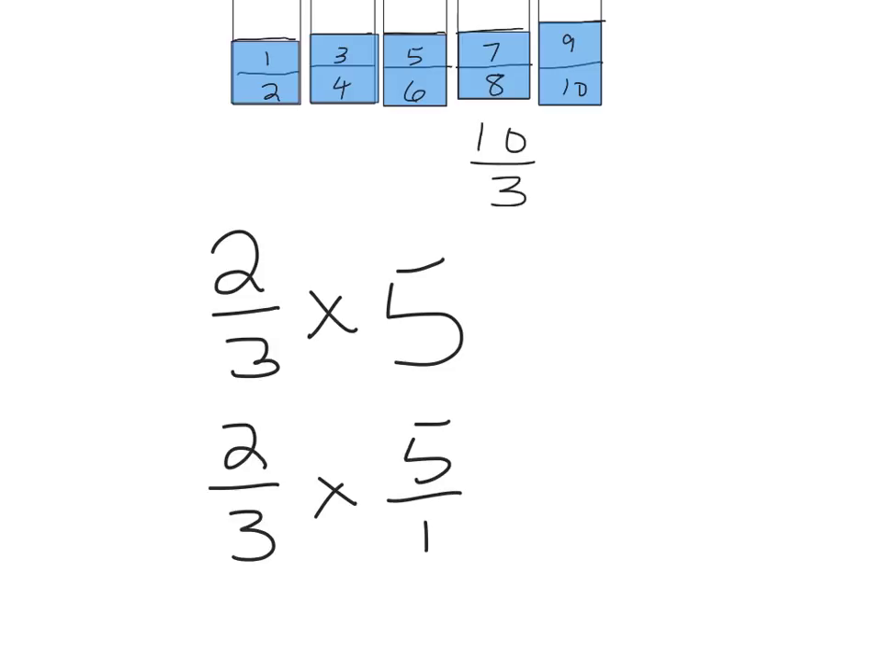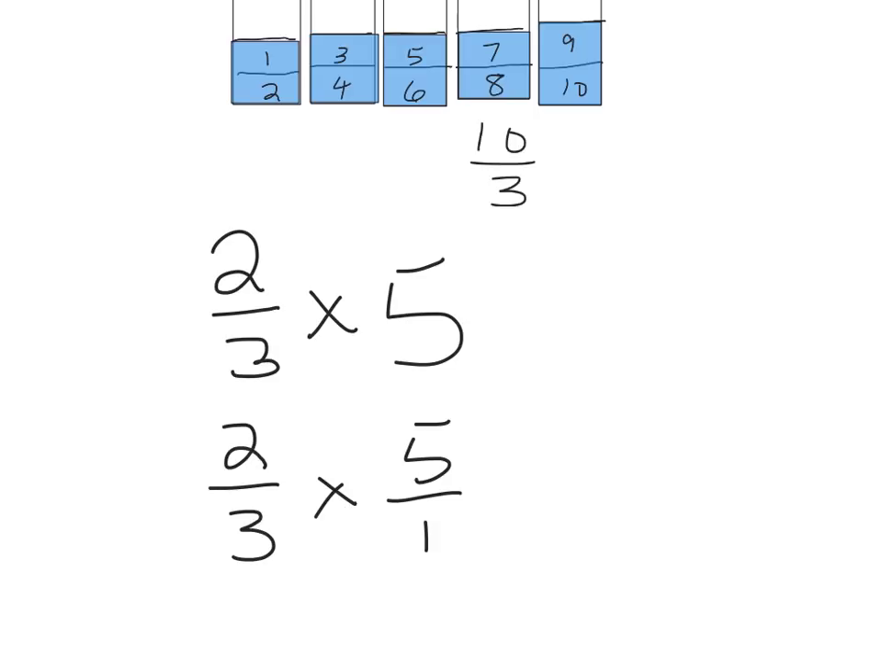Now the reason that works is because it tells us we have 5 wholes, right? Or 5 out of 1. So this would be like 5 boxes that are all filled in. Now, multiplication is different than adding and subtracting. With adding and subtracting, I must have common denominators. With multiplication, I don't have to.